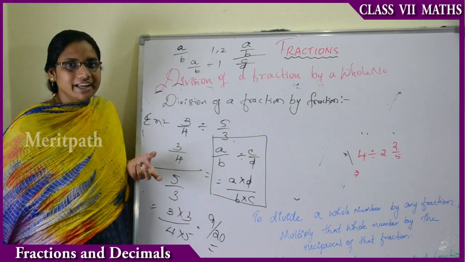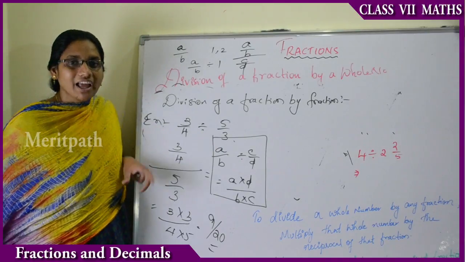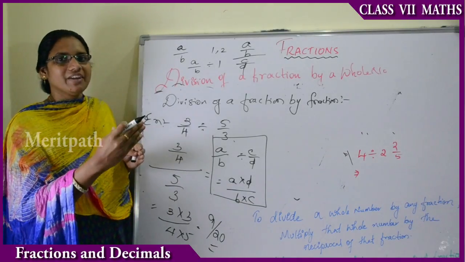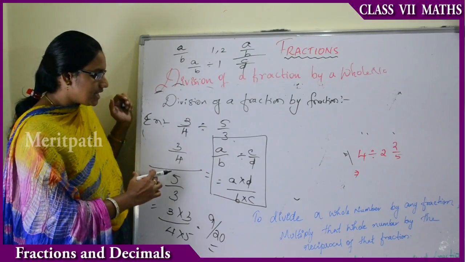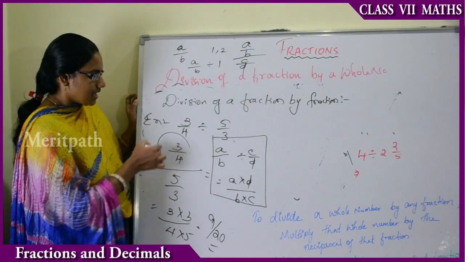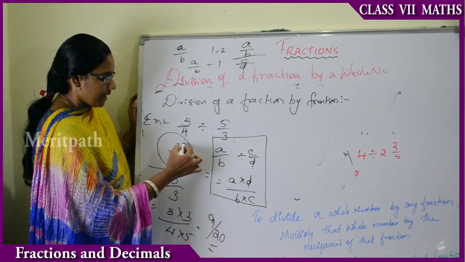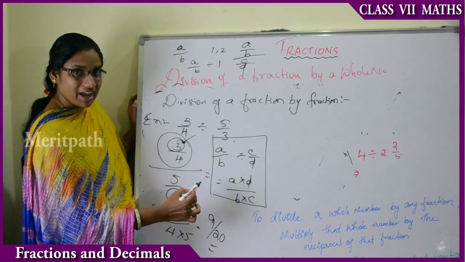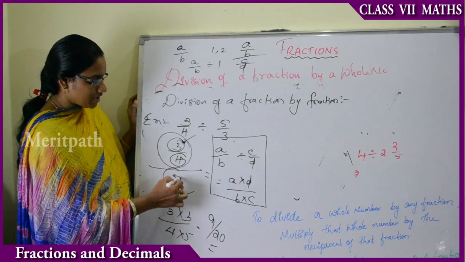If at all you are dividing a fraction with a whole number or a mixed fraction, first we have to convert the mixed fraction into an improper fraction, and later we have to change to the reciprocal and multiply with the whole number. Okay? For this also, we can divide the fraction with the fraction as shown, that is multiplying the numerator of the first fraction with the denominator of the second fraction and multiplying the denominator of the first fraction with the numerator of the second fraction.